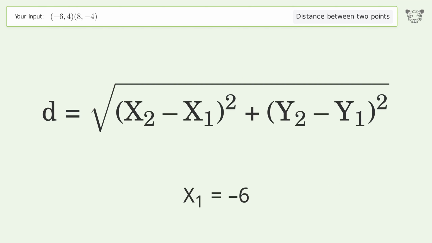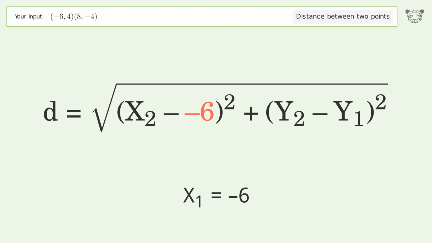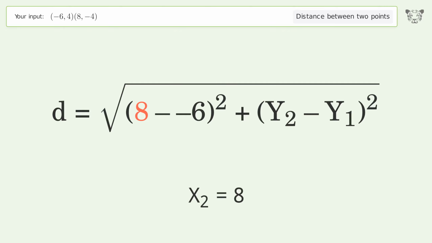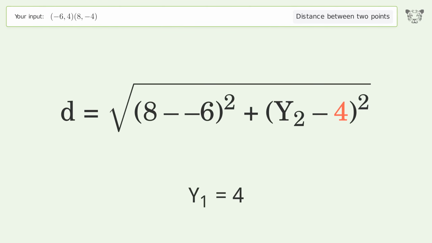x1 equals -6. x2 equals 8. y1 equals 4. y2 equals -4.